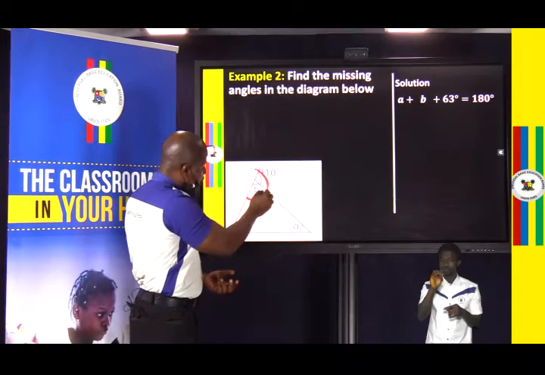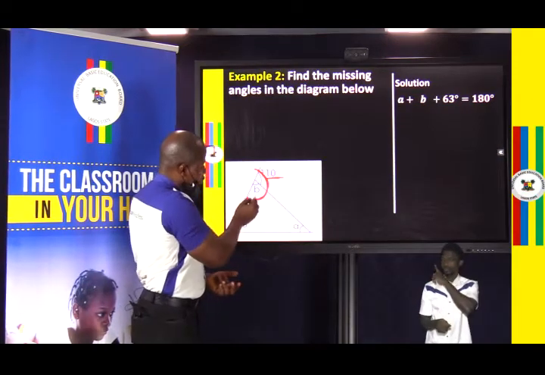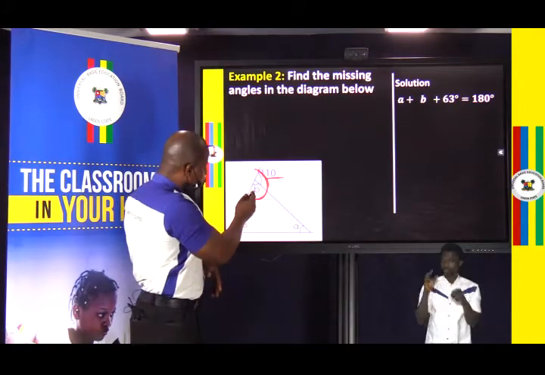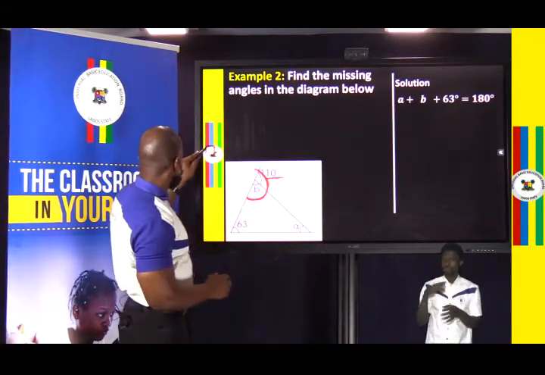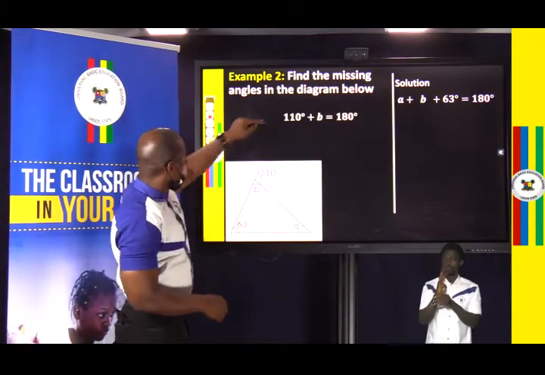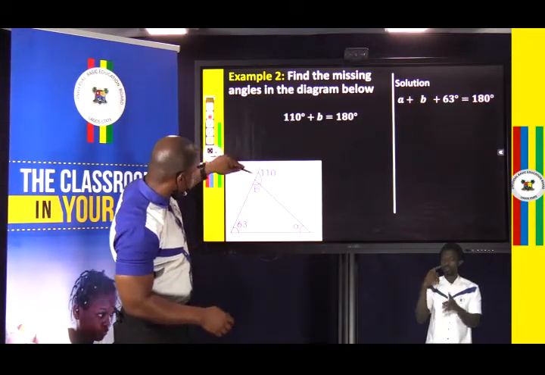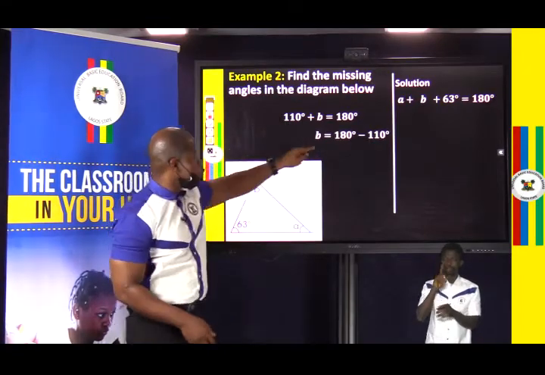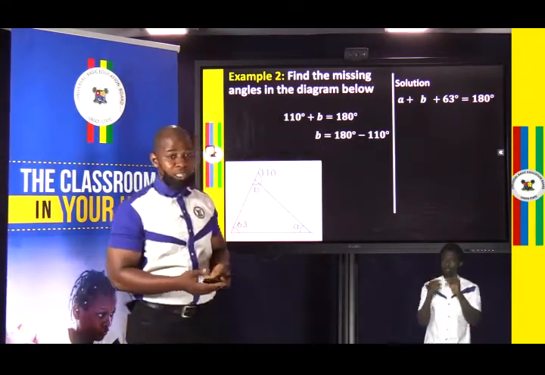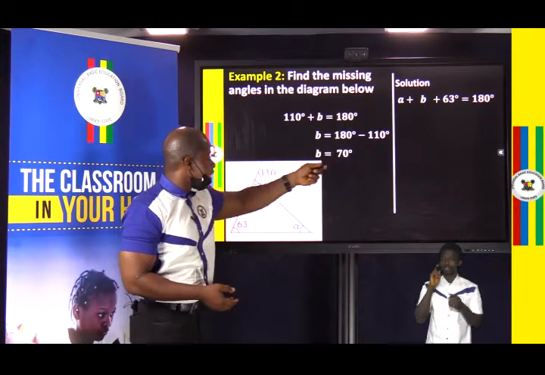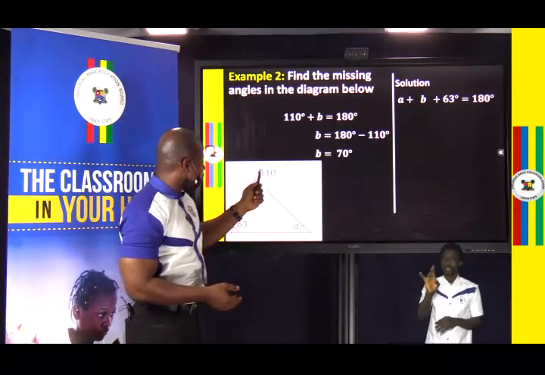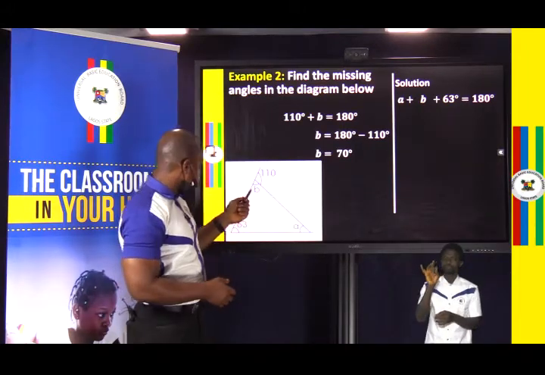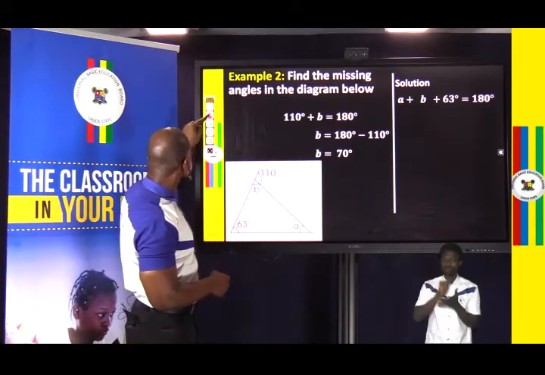But we already know that from here to here is 110 degrees. So what is the remaining to form 180? If we know that, we'll be able to find the value of B. So we can do that right here. 110 plus B on this line to form the semicircle is 180. And that means that B is equal to 180 minus 110 to get the rest, and B is 70. And that means that 70 plus 110 will give us 180. So B is 70.